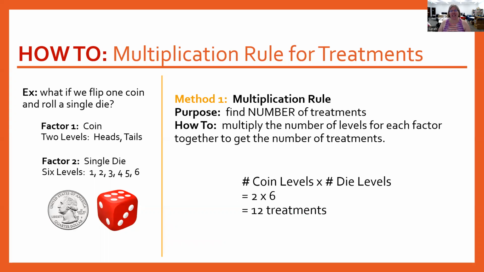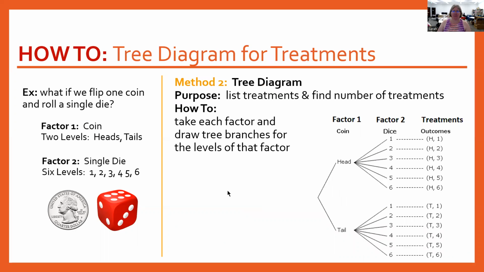If you need to know exactly what those treatments are, then you might want to look at using something like a tree diagram. The tree diagram will give you the number of treatments as well as the list of what those treatments are. The way it works is you take each factor and draw tree branches for the levels of that factor. If we start here on the left, we'll start with the factor of the coin. We'll draw 2 lines for the 2 levels, either heads or tails. And then from each of those, we're going to draw lines for the levels of the next factor. That next factor was the single die, and it had 6 levels.